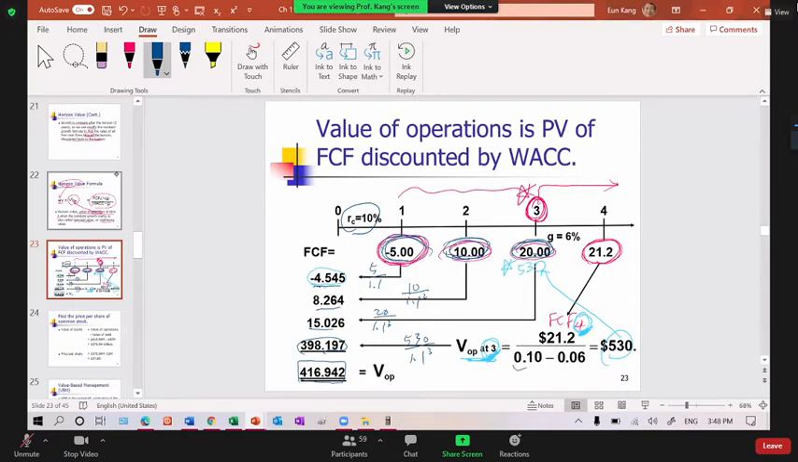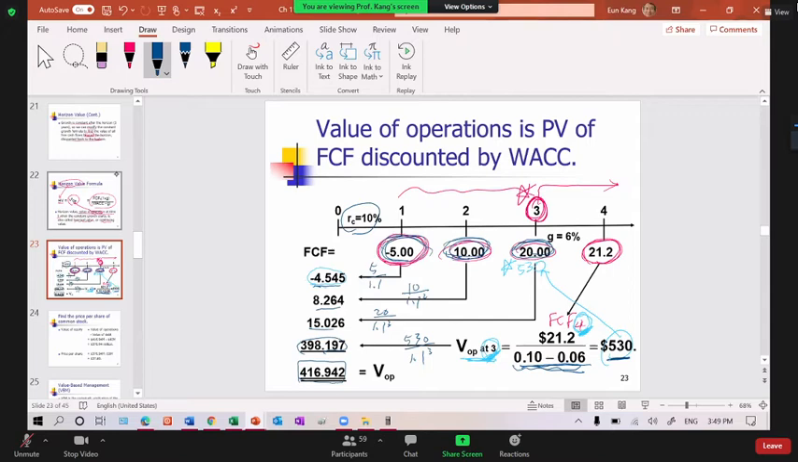You use this formula only when constant growth happens. So think about year 3 as like year 0. If year 3 is time 0, year 4 is time 1, then D4 is like D1, or free cash flow 1. So free cash flow 1 over WACC minus G is value of operation at 0. But this is actually not year 0, it is year 3. So free cash flow 4 over WACC minus G is the value of operation at 3. So this 530 is the value of operation at 3. That's why it's 530 over 1.1 cubed, discounting.